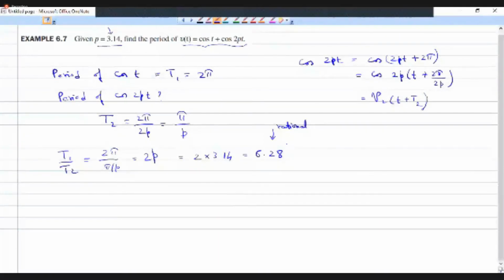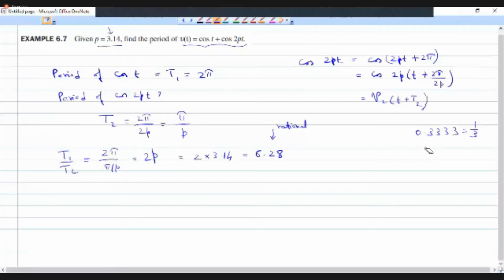Even if it is recurring, it is a rational number. For example, 0.3333 is a rational number because we can write this as equal to 1 by 3, a ratio of two integers. So this is considered a rational number.